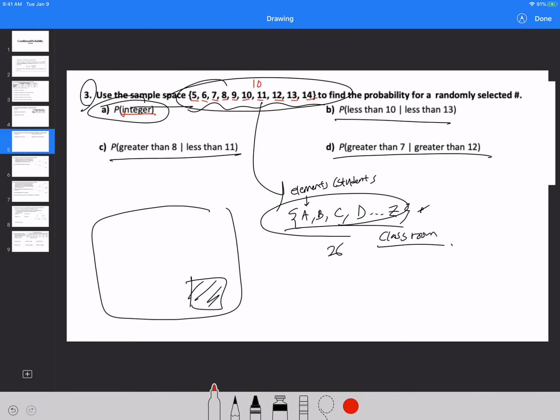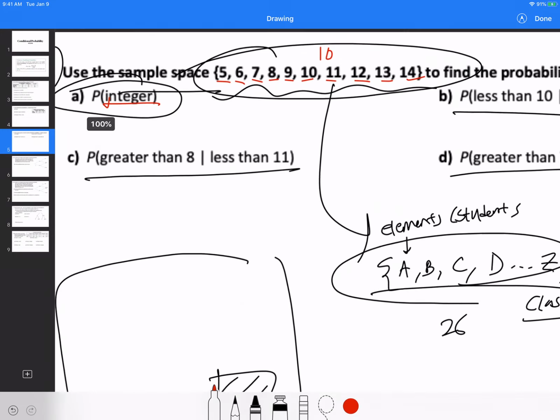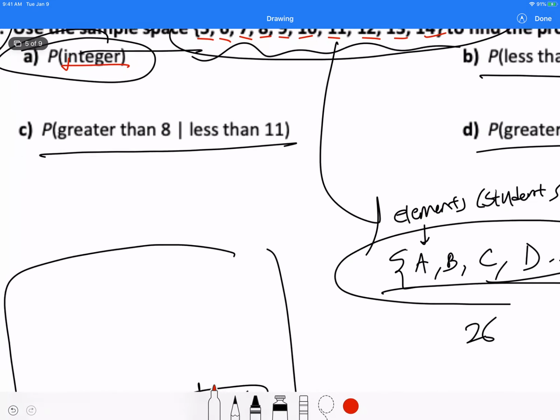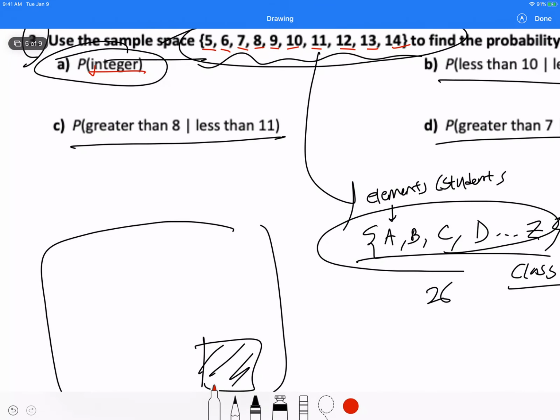What is an integer? An integer is basically a number that has no decimals or fractions. If you take a look, all of these elements in the sample space are integers, right? So out of these 10 total elements, how many of them are integers? All 10 of them, which is 100%. So the probability of picking an integer out of this sample space would be just that.